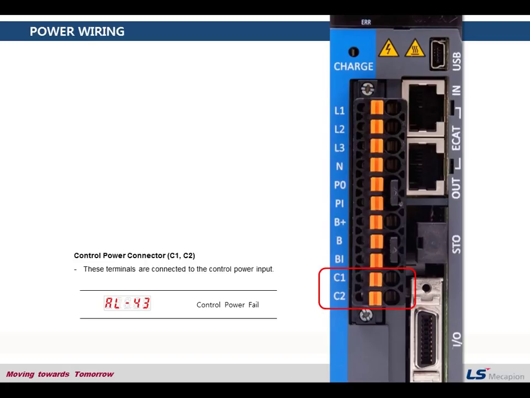The last step for power wiring is about control power connector C1 and C2. These terminals are for control PCB in the drive. The related alarm is 43. That means control power fail.